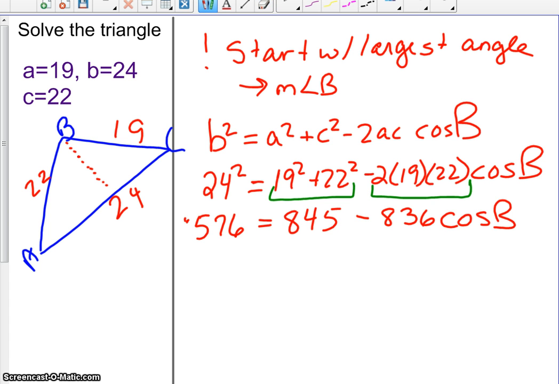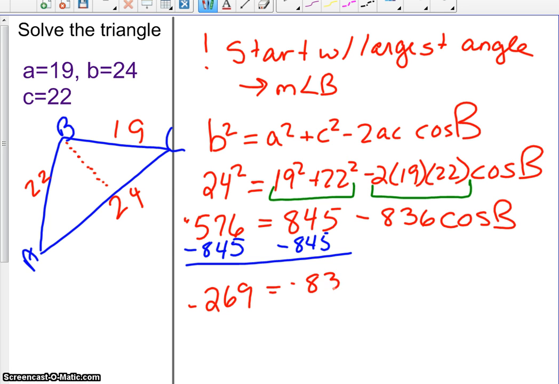So what we have to do first to solve this problem is start by subtracting 845 from both sides. We get for an answer negative 269 equals negative 836 times this cosine of b.